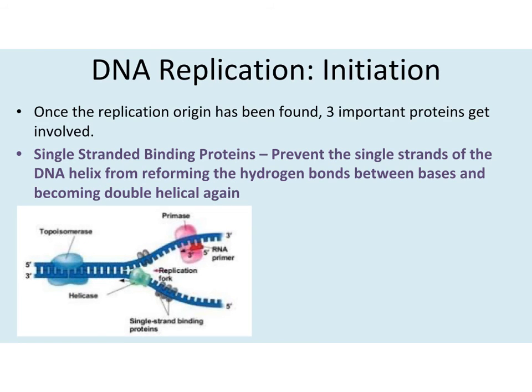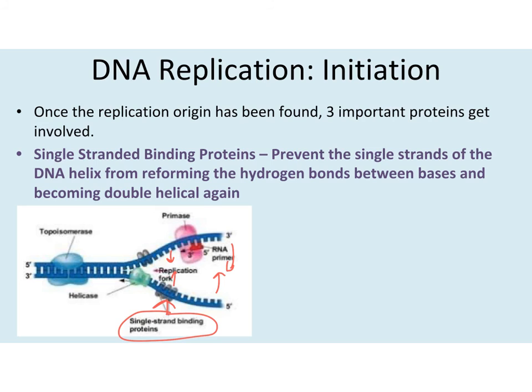The single binding proteins. So, single-stranded binding proteins. These are what these things are right down here, and they also have a very simple role. All they do is prevent these 2 strands from reforming. Once helicase has gone past them and cut them open, they want to make sure that these things don't start reforming before you have a chance to replicate. So just to prevent the double helix from reforming and to keep them apart, we use single-stranded binding proteins. These prevent the single strands of the DNA helix from reforming the hydrogen bonds between the bases that helicase cut and becoming double helical again. Okay? And that's all we have for initiation.